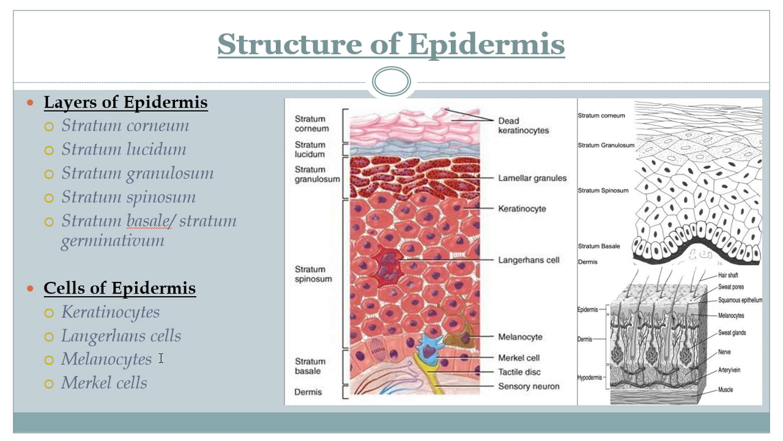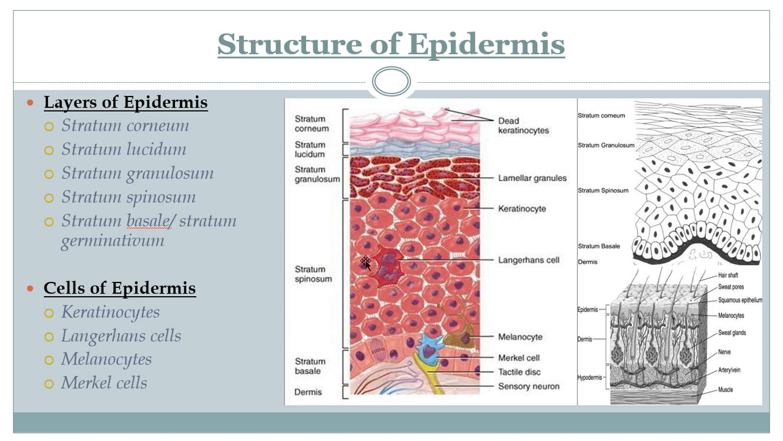Langerhans cells are a kind of macrophages and are present in all layers of epidermis, being most prominent in stratum spinosum. Here you can see this is the Langerhans cell. In case of skin infections, the local Langerhans cells become functional and act as antigen presenting cells.